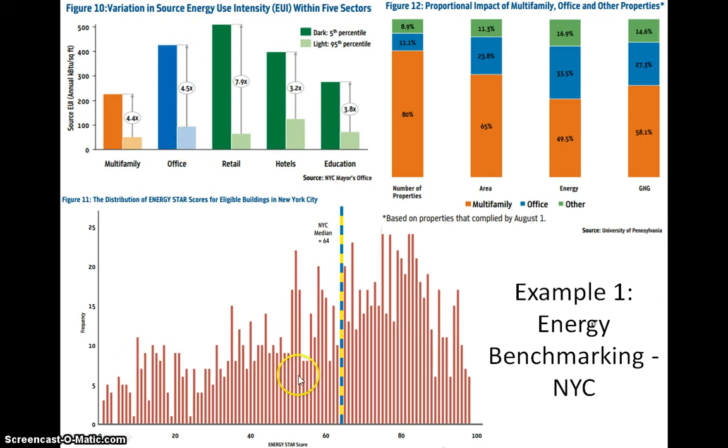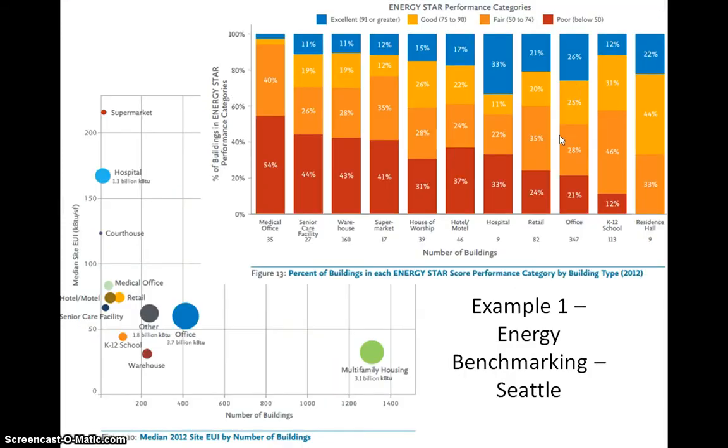This figure gives you the distribution of the Energy Star score for all eligible buildings in a city. So the maximum is 100 and the lower one is 0. So an average is 64. So when you're looking at the buildings, the office only takes 11% of the number of properties, but they make up 1/3 of the energy use.